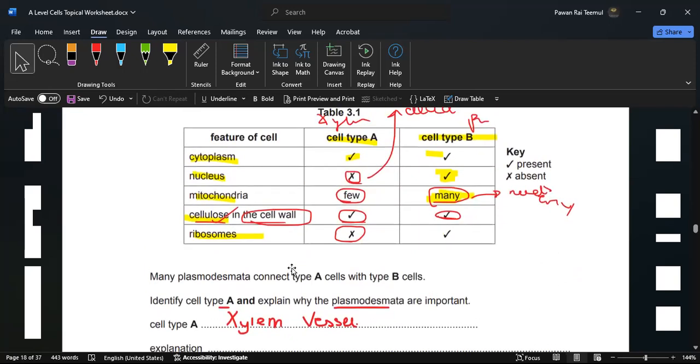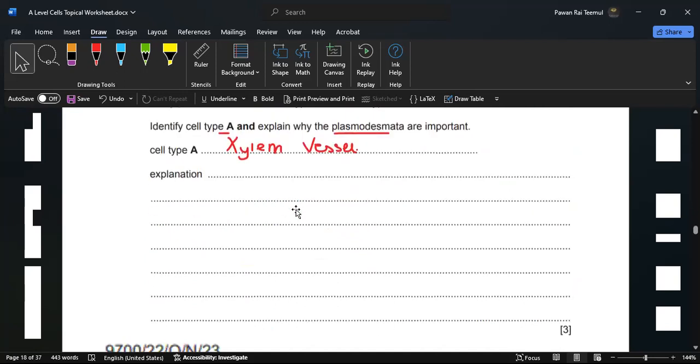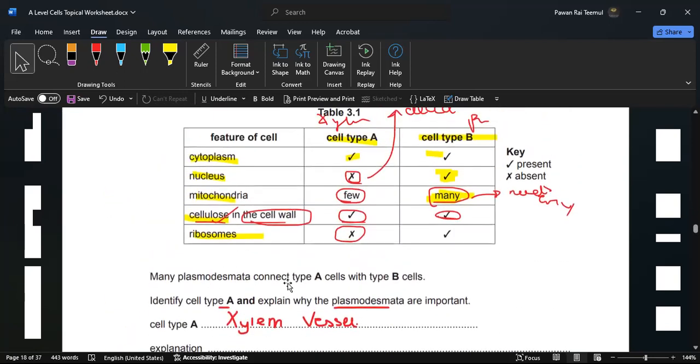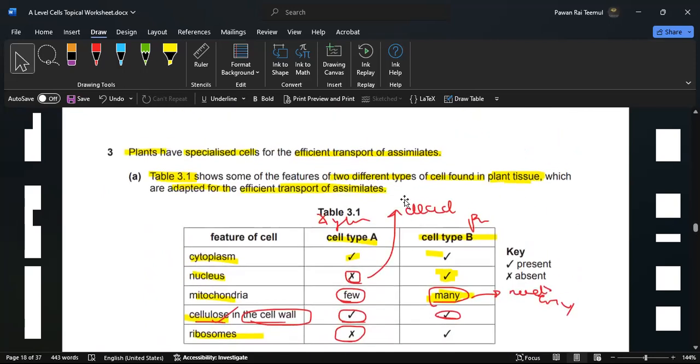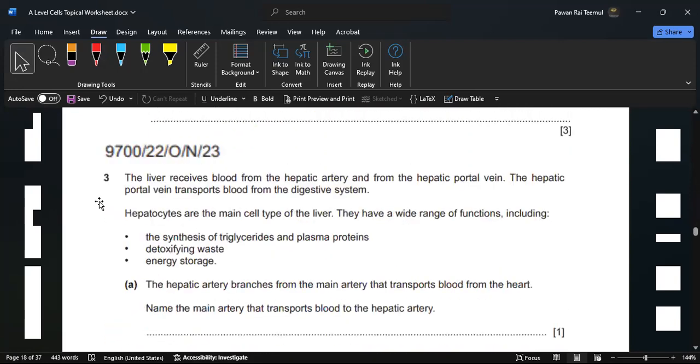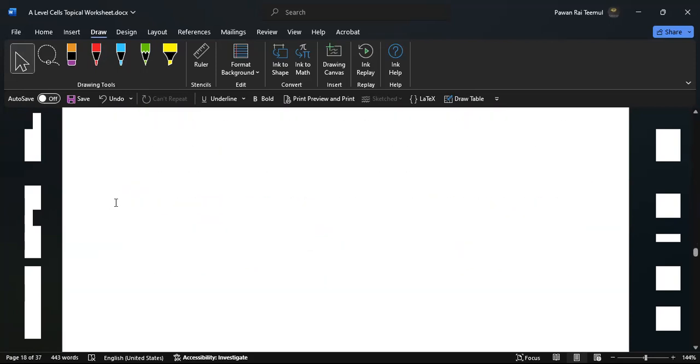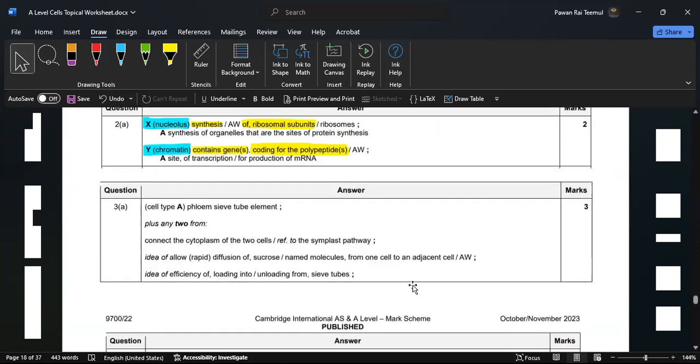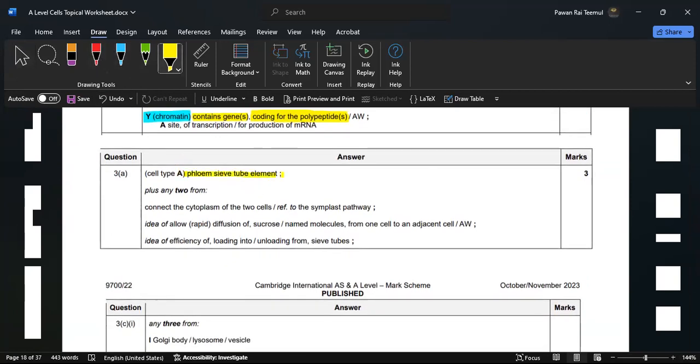Identify cell type A. Okay, A is the mitochondria. How come that? Plasmodesmata connect cell type A cells with type B cells. Efficient transport of assimilates. Oh, two different types found in plant tissue adapted for efficient transport of assimilates. Okay. Cell type A is dead. Alright, so apparently it's the phloem, as the mark scheme is saying.